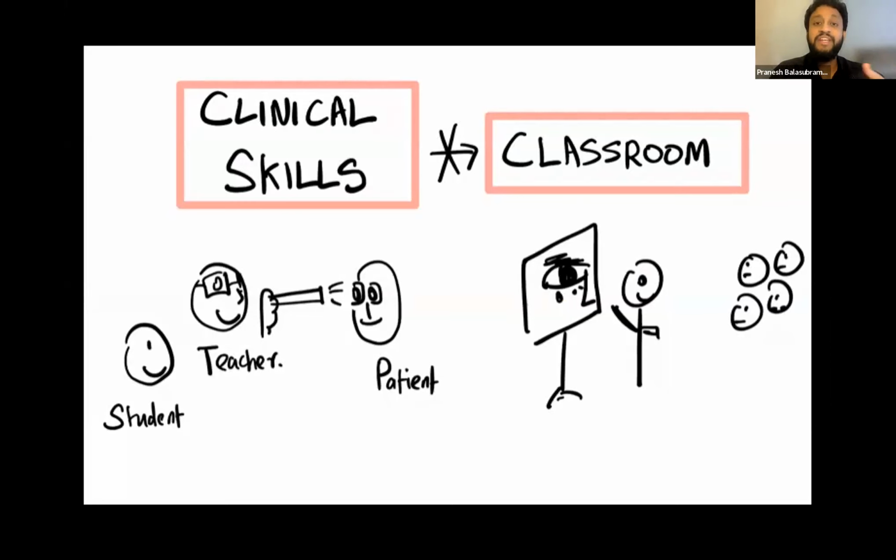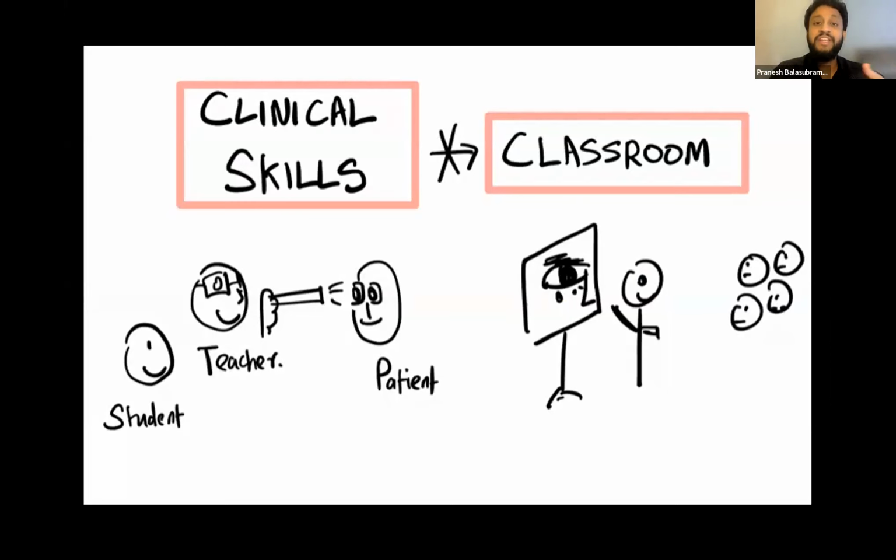And we learn that art of communication, the science of communication, from watching a tutor, a teacher, or a model doing that with the patient, right? So skills such as empathy and compassion can't be transferred by lectures. They have to be seen.